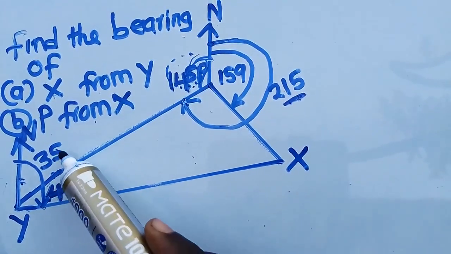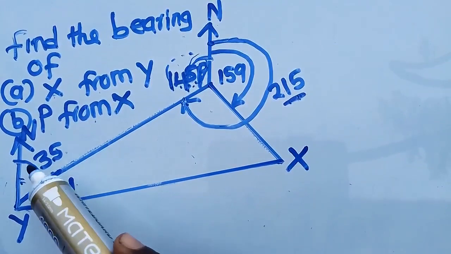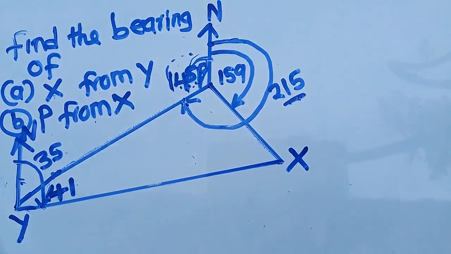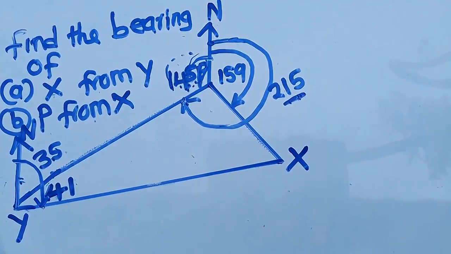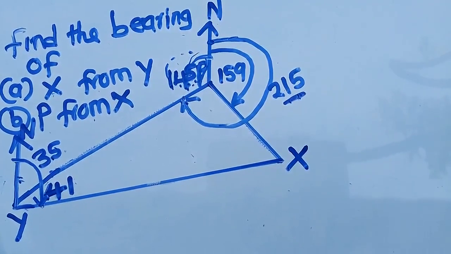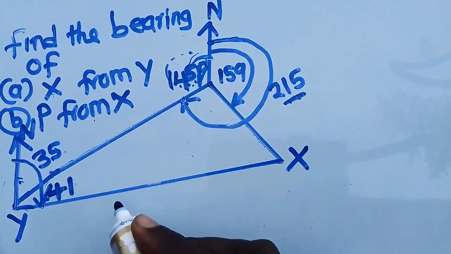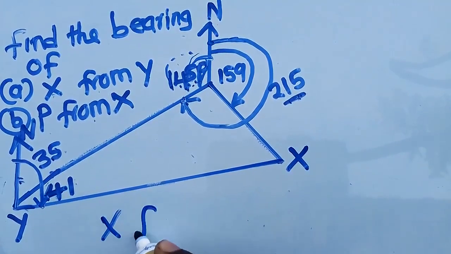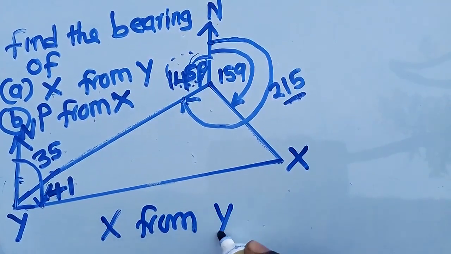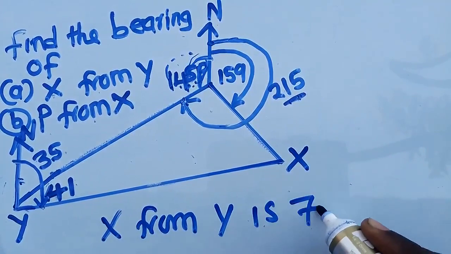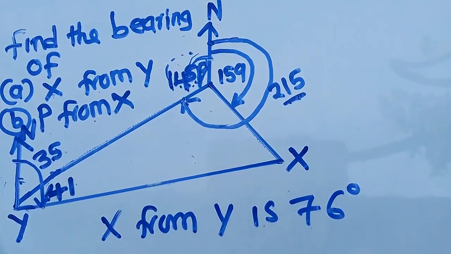So you say 35 plus this one now. Since that one and this one you know, you just add those. So 35 plus 41. What are you going to get? You're going to get 76. Which means that the bearing of x from y is what? It is 76 degrees. That is your answer. The bearing of x from y is 76.